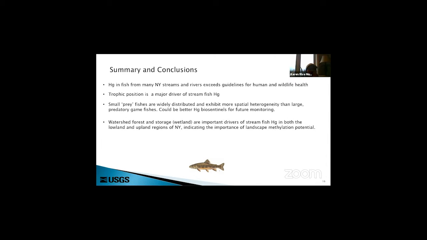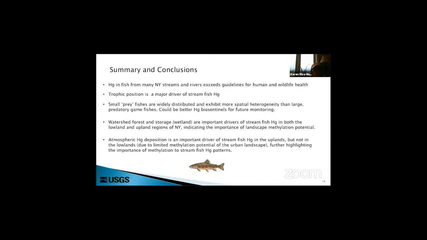And watershed forest and storage are important drivers of stream fish mercury in both the lowland and upland regions of New York, indicating the importance of landscape methylation potential to mercury in fish from New York streams. But atmospheric mercury deposition was only an important driver in the uplands, not in the lowlands, due to, we suspect, limited methylation potential of the urban landscape. So this further highlights the importance of methylation to the stream fish mercury patterns.